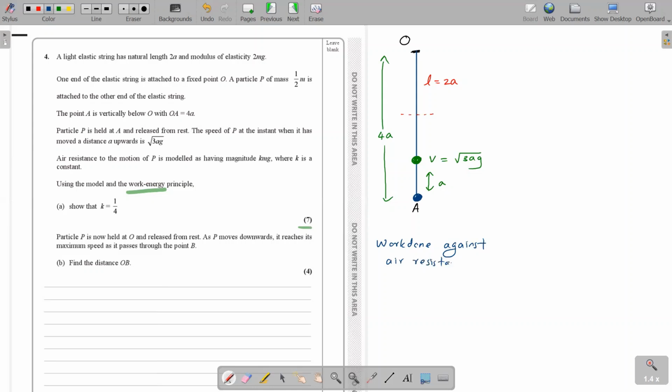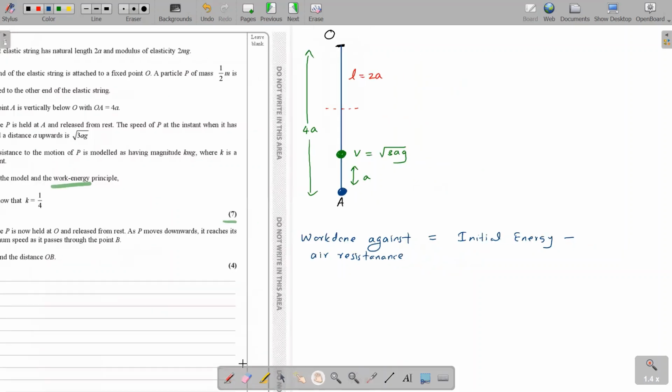So work done against air resistance is equal to change in energy. When you have a system with a resistive force, the initial energy is higher than the final. So it is initial energy minus the final energy. Whatever the initial energy, you have to subtract the final energy. Then what do we have for the initial energy?